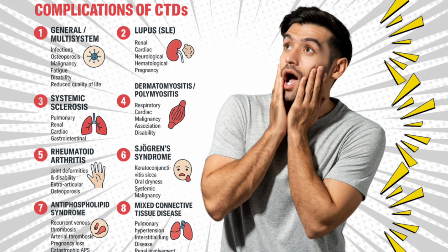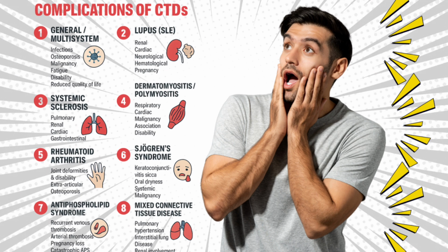The heart may become stiff from fibrosis, causing irregular rhythms or heart failure. And the digestive system is also not spared. Severe acid reflux, difficulty swallowing, or malabsorption can lead to weight loss and poor nutrition.